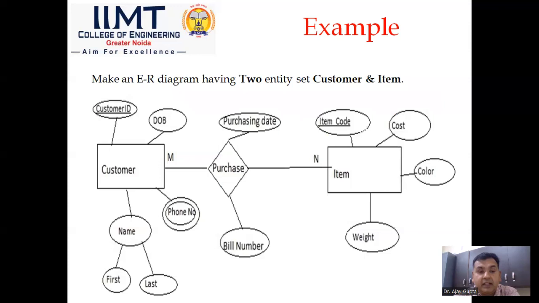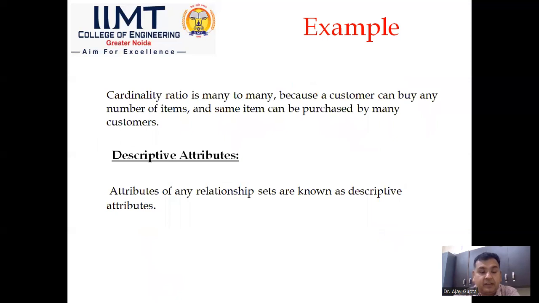Here we have written M at the customer end and N at the item end. It shows the many to many relationship, meaning many customers can purchase a single item, or a single item can be purchased by many customers. So there is a many to many relationship in this diagram. Then what is a descriptive attribute?